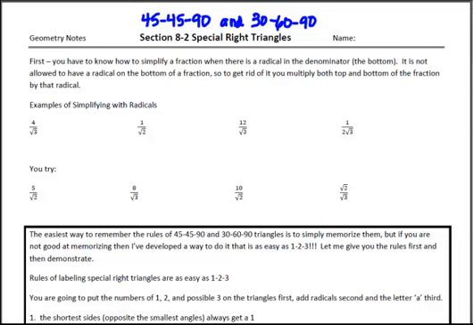in the bottom or in the denominator. So it's not allowed to have a radical in the denominator. So to get rid of it, you multiply both top and bottom of the fraction by that radical. So let me give you a couple of examples, and I want you to try some.